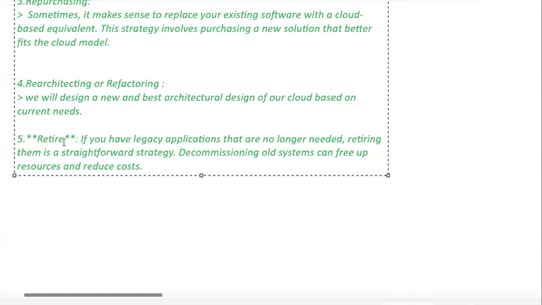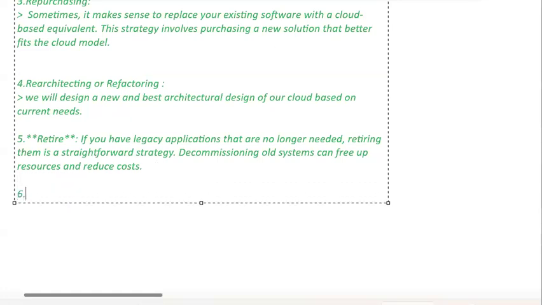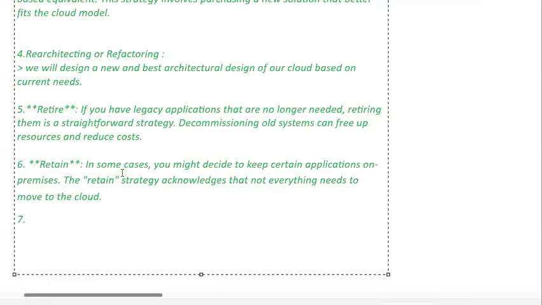The next migration strategy is retire. In this retire strategy, we migrate only the required software or servers to AWS. Other unrequired servers will be stopped by us. That means whatever unnecessary applications or servers we identify from our analysis, we just retire them, that is, we stop them. Let's see the next strategy, the sixth one, that is retain. In this retain strategy, we maintain our must-have servers on-premise only. Those servers we don't move to the AWS cloud.